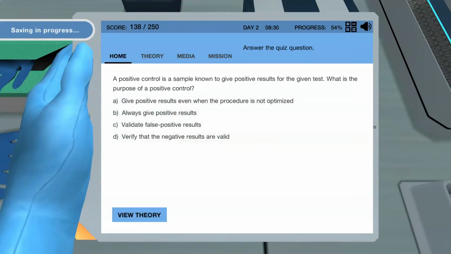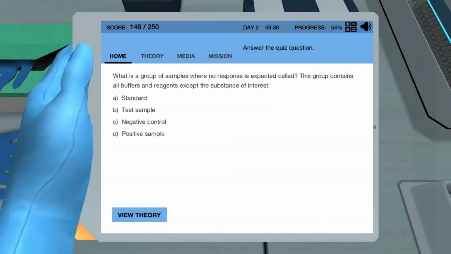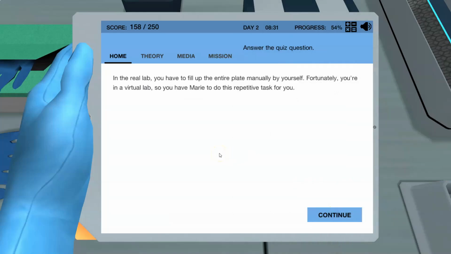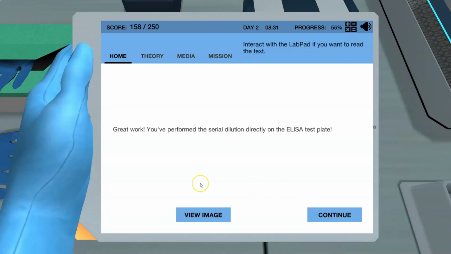A positive control is a sample known to give positive results for the given test. What is the purpose of a positive control? In the real lab, you have to fill up the entire plate manually by yourself. Fortunately, you're in a virtual lab, so you have Marie to do this repetitive task for you. Great work! You've performed the serial dilution directly on the ELISA test plate.